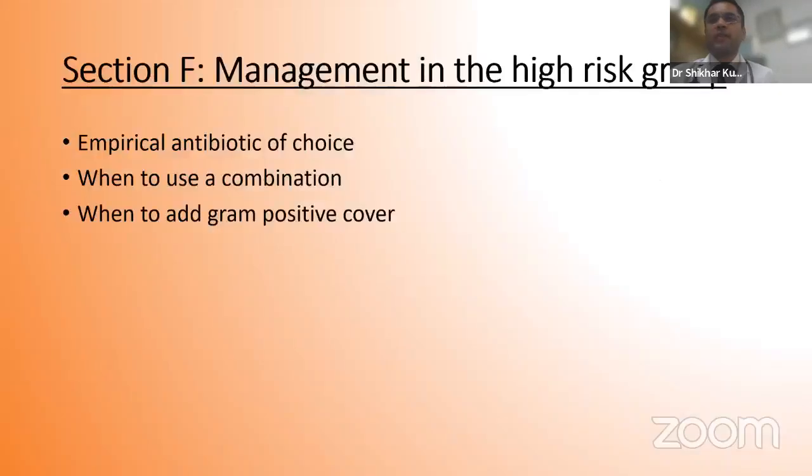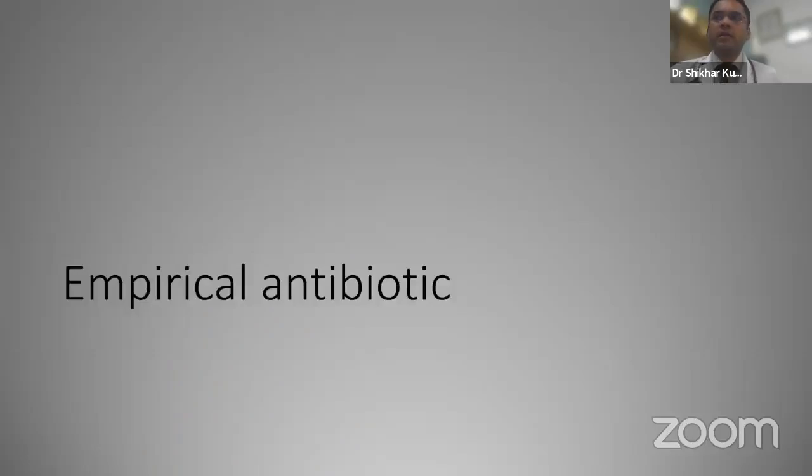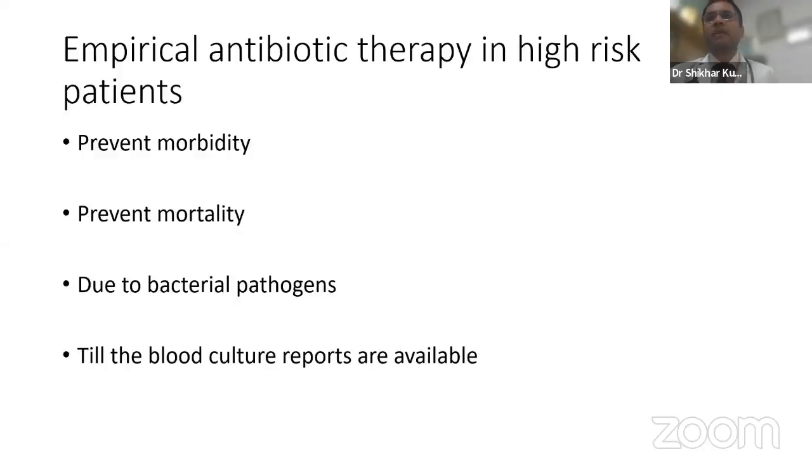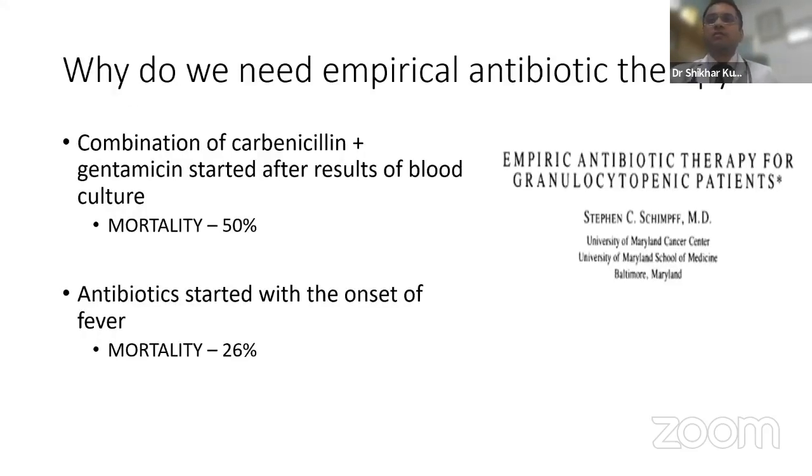This dropped drastically in patients who were treated empirically. The moment the fever started, I can see that there is a sharp reduction in mortality rates when you start the antibiotics, when the patient has only fever and you don't have the blood culture report yet in your hand. So empirical antibiotics is the current standard of care for these patients. And the basic principle of these empirical antibiotics is that they should cover gram-negative organisms and they should cover Pseudomonas.